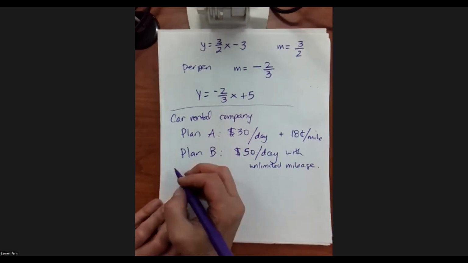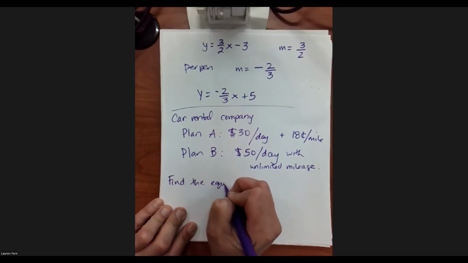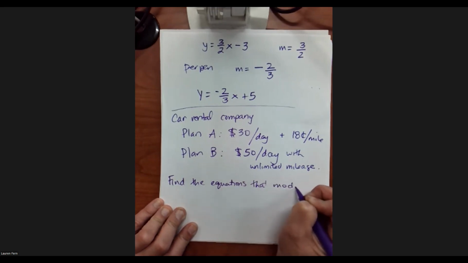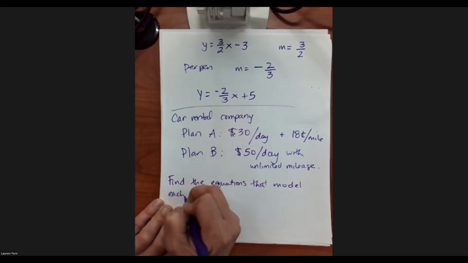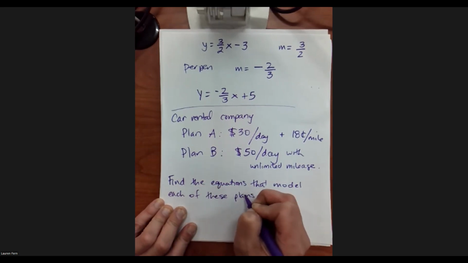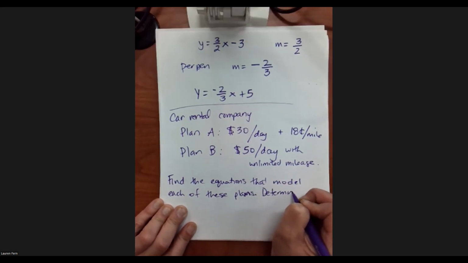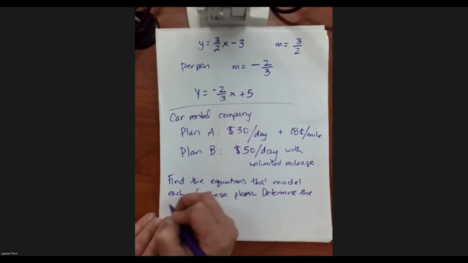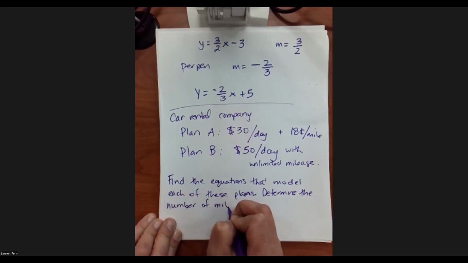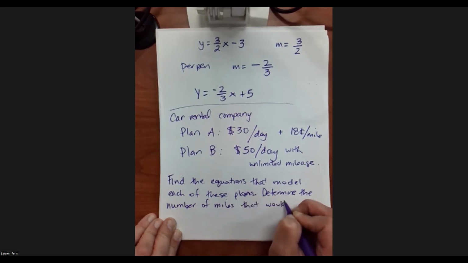So what I want us to do is find the equations that model each of these plans. And then from there, what we're going to do is determine the number of miles that would make plan B cheaper.